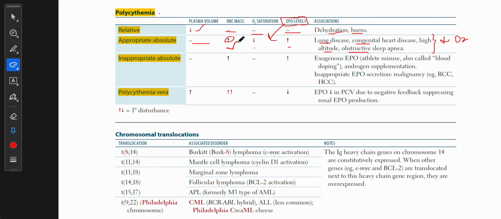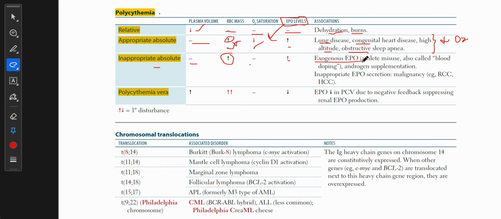That is why there is an increase in RBC mass and a decrease in oxygen saturation because of these diseases, obviously. And with inappropriate absolute polycythemia, plasma volume is normal, RBC mass will still be increased, oxygen saturation is normal, and EPO levels are increased. Why does that occur?